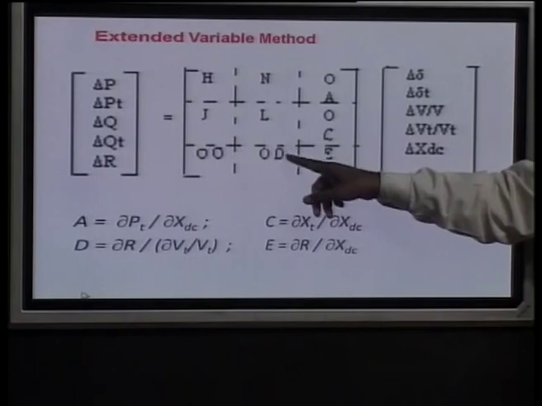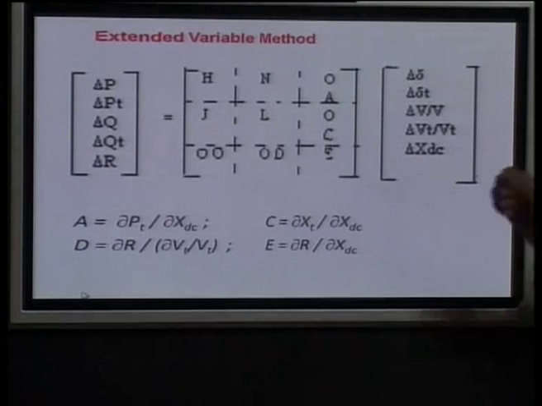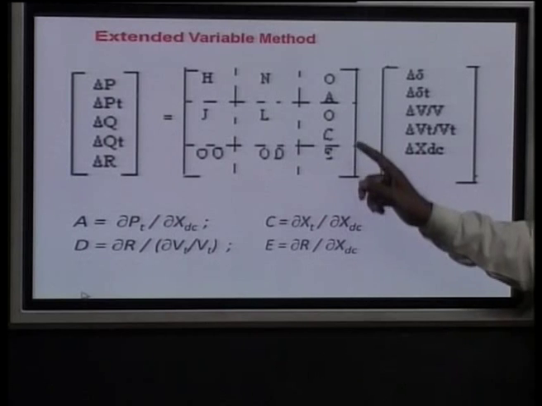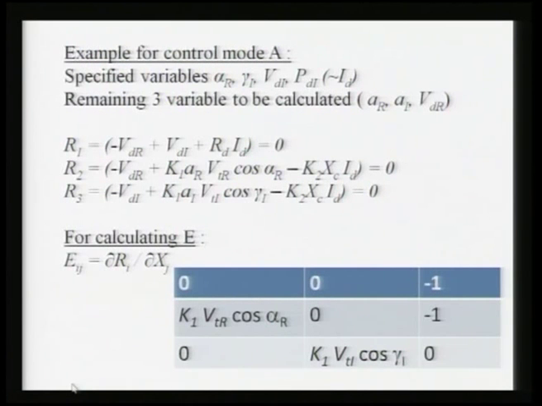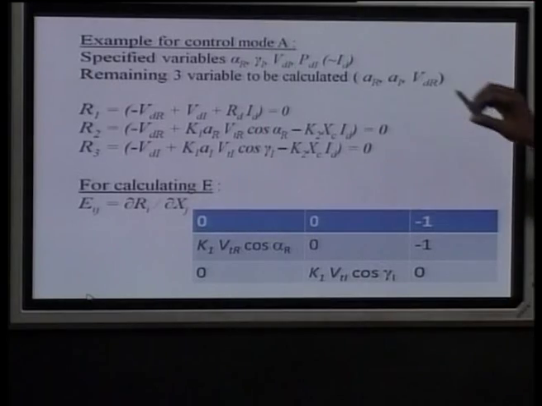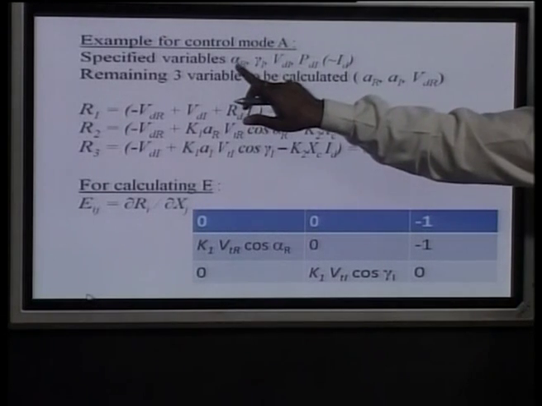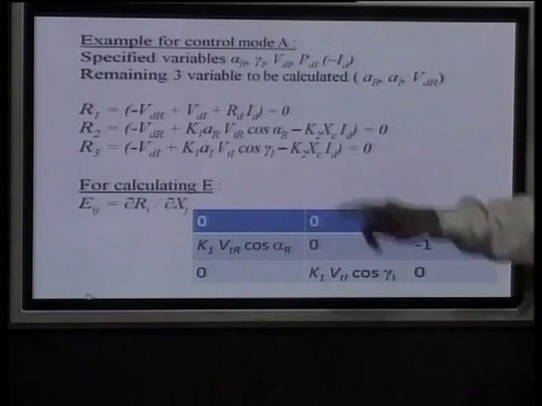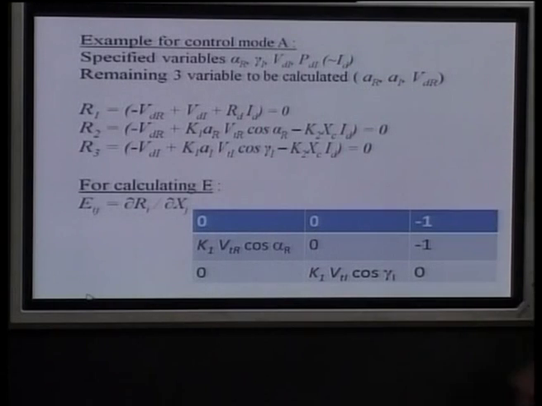So this will be 0, the D will be your 3 by 2, because this corresponds to the voltage terminal. Again, we are talking about the 2 terminals, the rectifier and inverter. So 3 by 2, and this is your 3 cross 3 matrix. And in the last lecture we were calculating and we decided to calculate this E IJ. We saw one example, that is control mode A, where the specified variables are alpha R, the rectifier delay angle, the extinction angle of the inverter, the VDI, the inverter voltage, and the power at the inverter end.